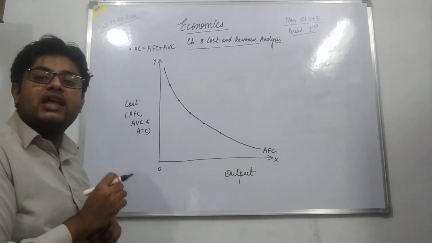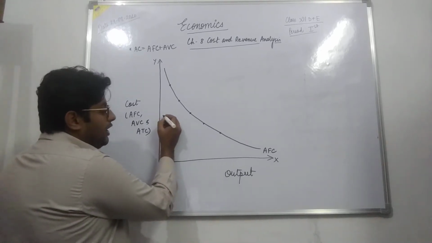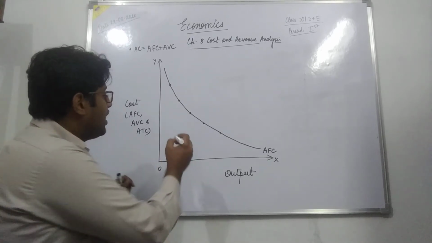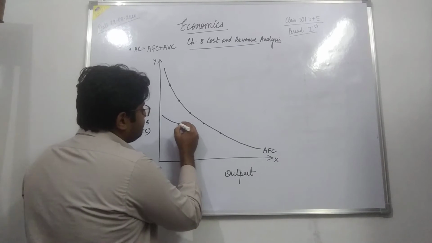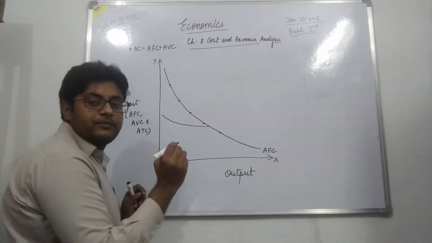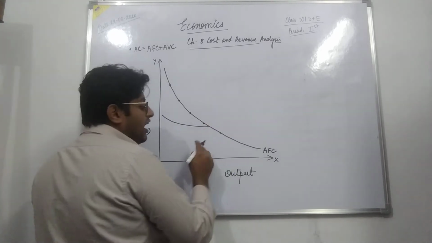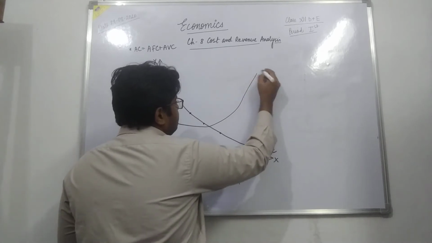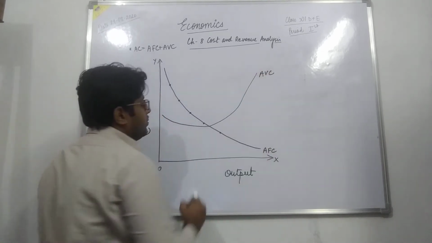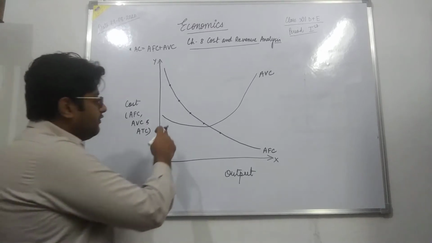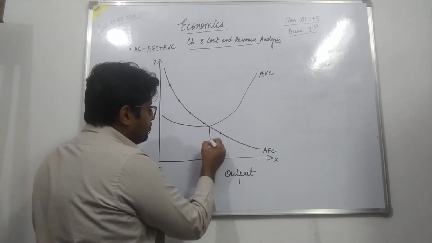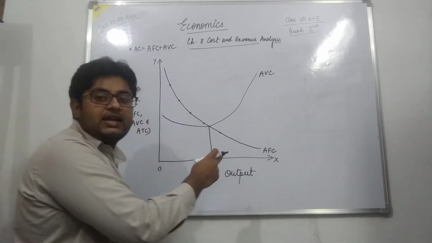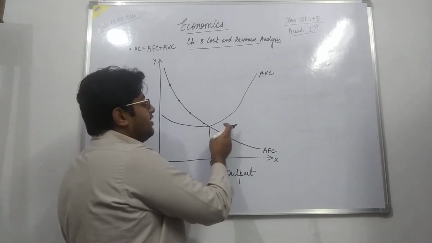We will start drawing the average variable cost below our AFC curve. It will reach its minimum at the AFC curve, and as soon as it touches the AFC curve, it will start increasing. This is my average variable cost. Alright, first it falls, it reaches this output level, that is Q1. And as soon as it cuts the AFC curve, it starts increasing.